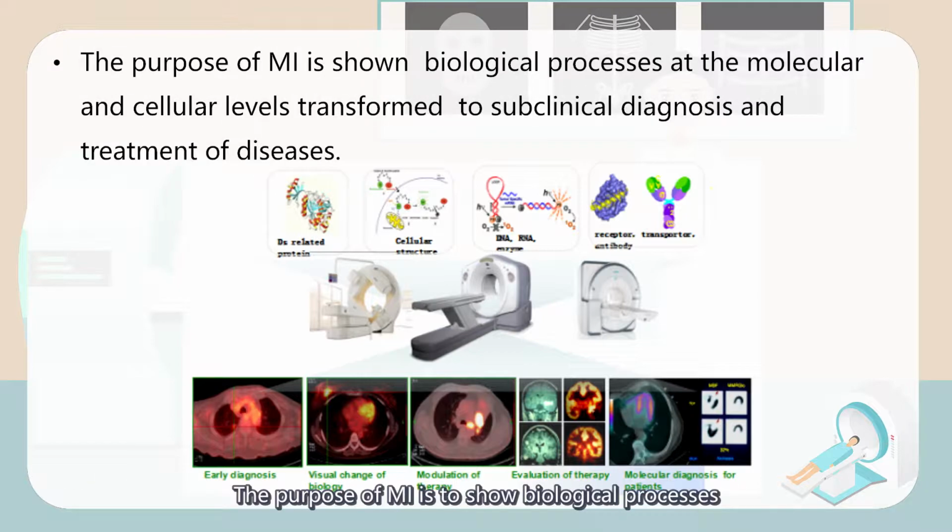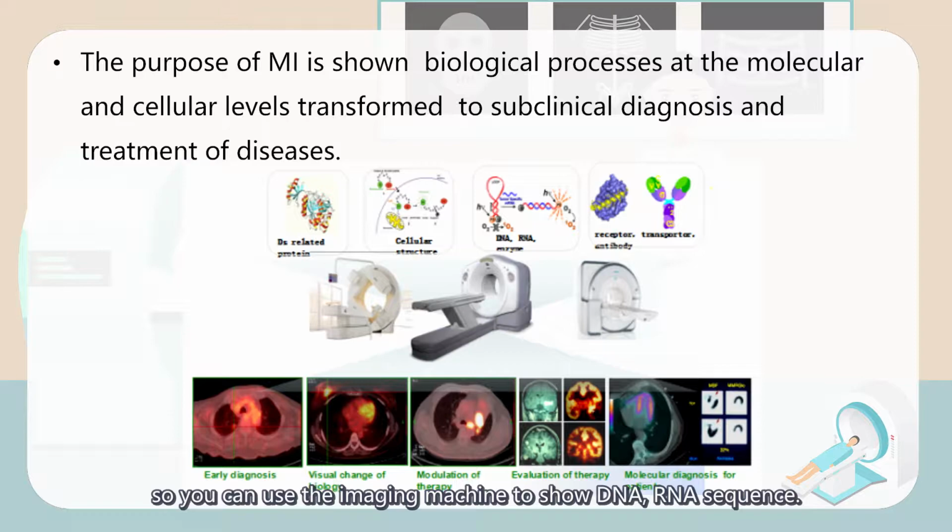The purpose of molecular imaging is to show the biological process at a molecular and cellular level, transforming subclinical diagnosis and treatment of disease. In this picture, you may see the first part, basic research. You find disease-related protein, cell receptor, DNA and RNA changes, or some special protein change. And then you can find them in vivo by imaging.